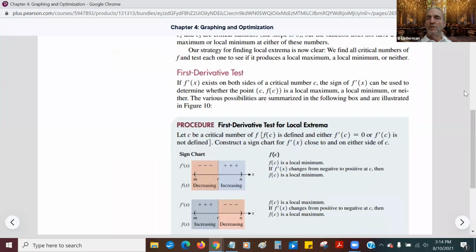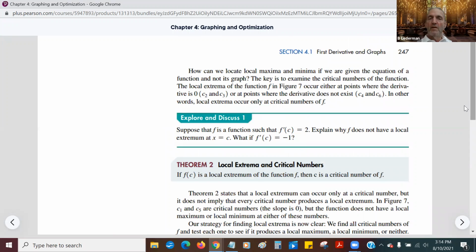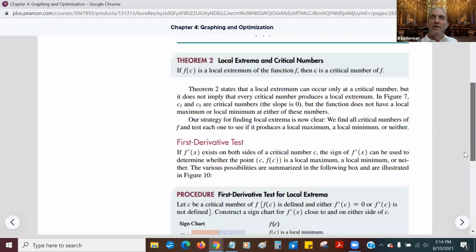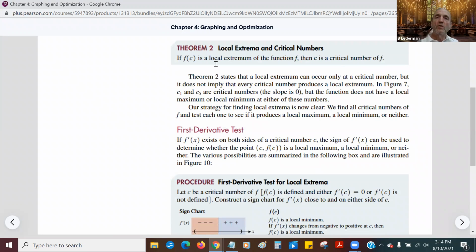And here's a theorem: if f of c is a local extremum of the function, then c is a critical number of f. So theorem 2 says that a local extremum can occur only at a critical number, but it does not imply that every critical number produces a local extremum. And we showed an example of that with y equals x to the third power.